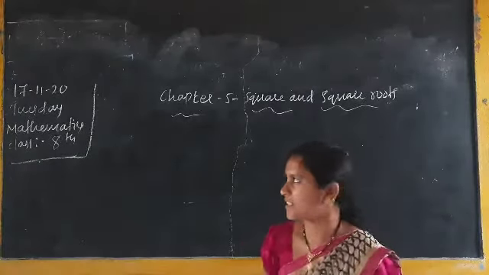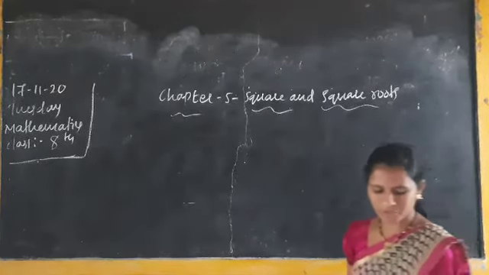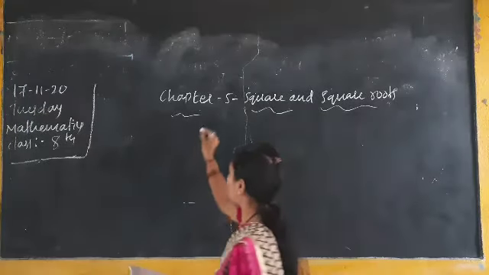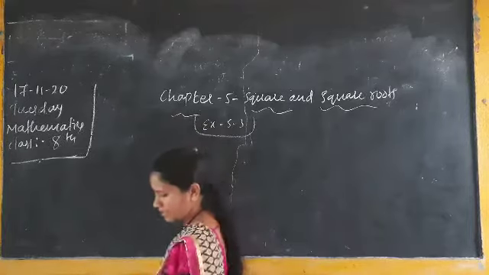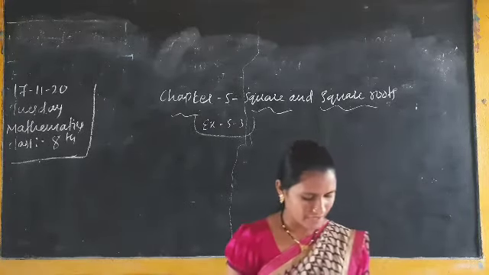Last class we studied chapter 5, squares and square roots. You already know how to find square roots. Simple methods are given in exercise 5.3. I solved the first and second questions. Now you have to take the third question.